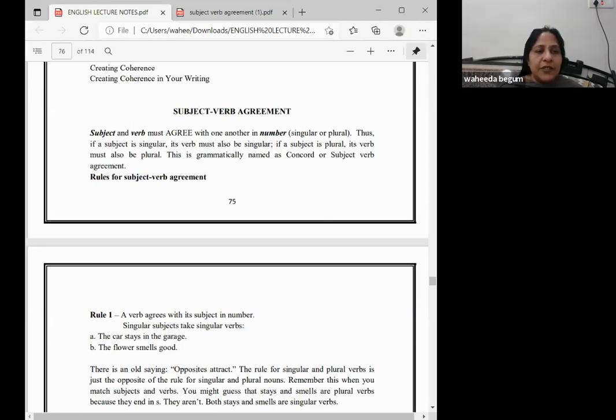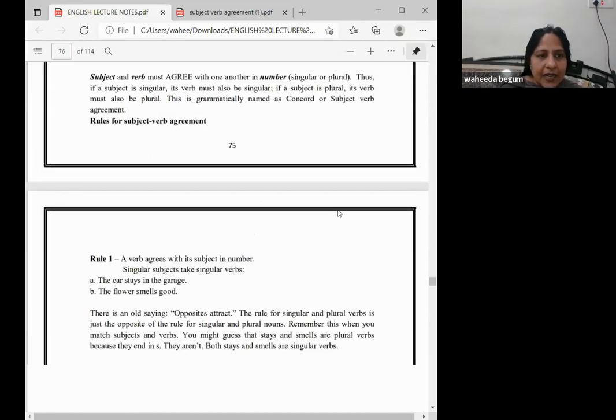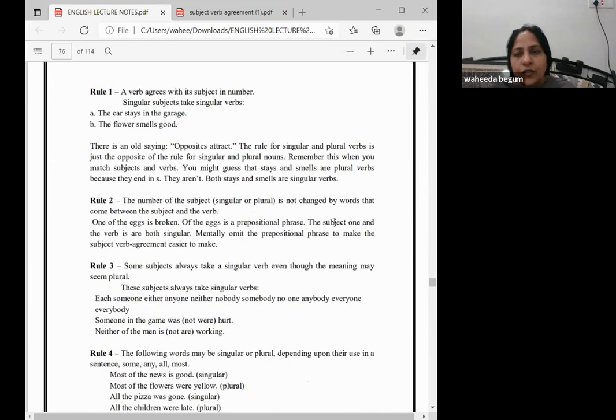Thus, if a subject is singular, its verb must also be singular. And if a subject is plural, its verb also must be plural. This is known in grammar as concord or subject verb agreement. There are rules. We are going to go into detail about how it is done.